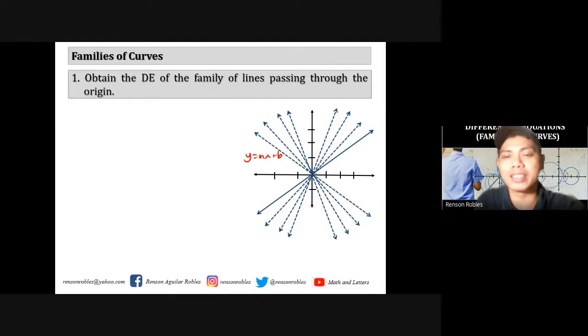And observe that each line here passes through the origin, which means that the y-intercept b is equal to 0. And that simplifies our working equation to y equals mx. All right?